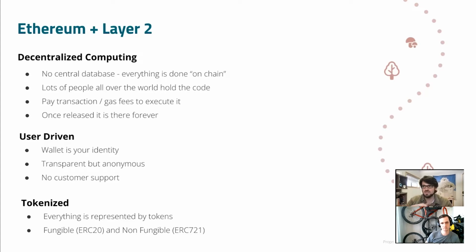You pay a transaction or gas fee every time. So somebody is paying per transaction rather than having it all centralized in a big company paying for that. We'll mention this a couple times, but once your code is released and it's on the network, it's there forever. Transactions happen, and they're there, and it's public. Everybody can see. Things are mostly user driven.